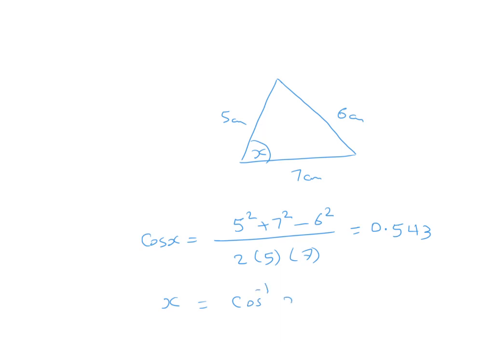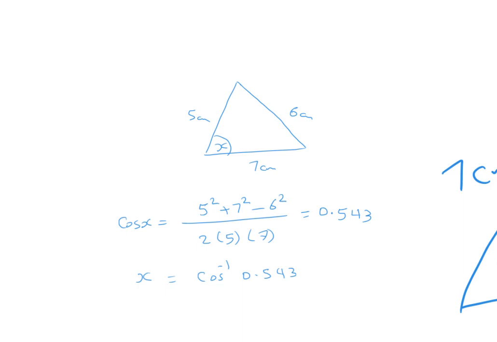Now to find the angle itself, cosine inverse 0.543. 57.1. Okay? Understood how to find the angle if you have three sides?